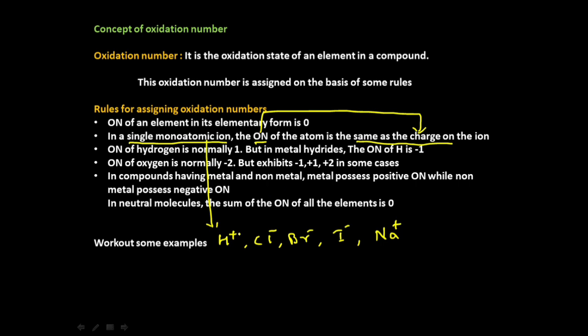Here H possesses +1 charge, so the oxidation number of hydrogen is +1. Here chlorine possesses -1 charge, so the oxidation number of chlorine is -1. Here bromine possesses -1 charge, so the oxidation number is also -1. Sodium possesses +1 charge, so the oxidation number is +1. In this case, magnesium 2+. Here magnesium possesses oxidation state +2. So charge +2, so the oxidation state will be +2. So this is how the second rule states.